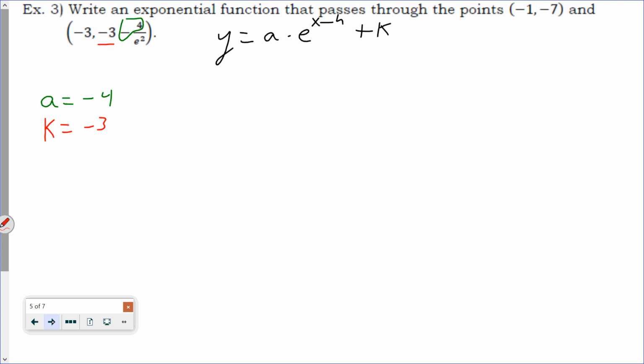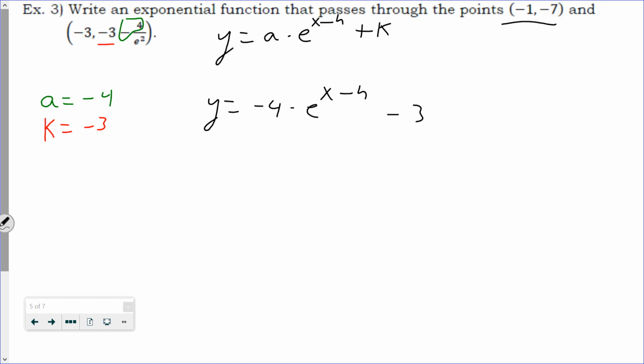Is it like the other problems where you have to find the h? No, in this case, we're going to solve for h because you can't really take it out because the base of 2.7 is equal. So, in this case, you go to find h, but finding h is pretty easy. So, I have my a and my k, and I have one extra value. So, my current equation is y equals negative 4 times e to the x minus h, I don't know what h is, all minus 3. But at this point, negative 1, negative 7.